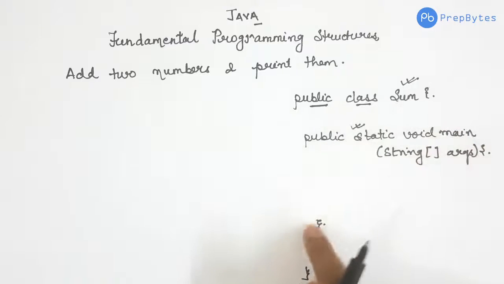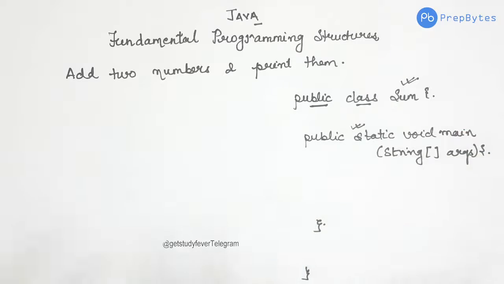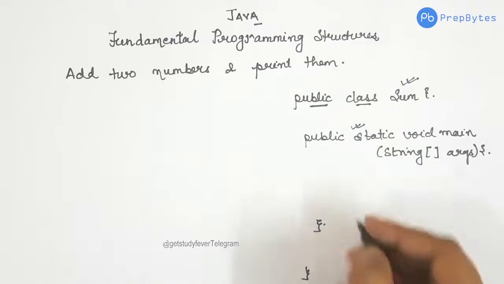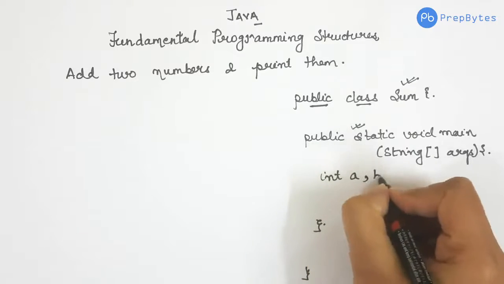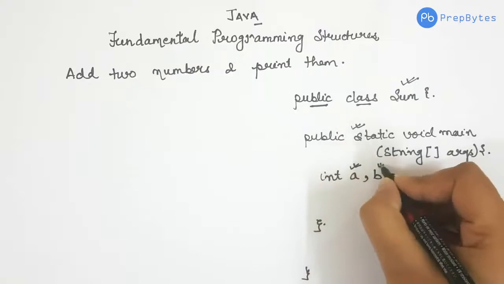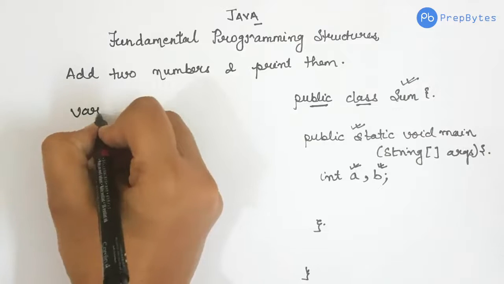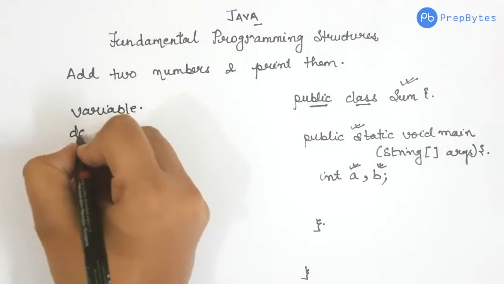Again, main has its own block. We have curly braces, so whatever goes inside main has to be in the curly braces only. Now let's have two numbers. Let's say I have to add two integers. So we will take two numbers. In this case, A and B are variables, and int is the data type.